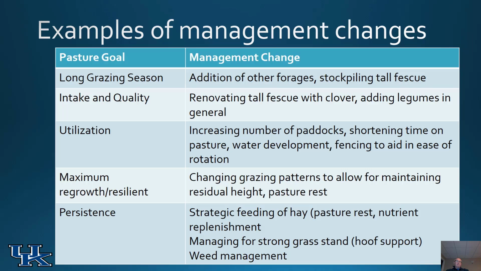For goal 4, the maximum regrowth goal or resilience goal, I thought of changing grazing patterns to allow for maintaining residual height and pasture rest. And for persistence, I added strategic feeding of hay, and that would be related to the pasture rest, but also nutrient replenishment on the farm, managing for a strong grass stand for hoof support, and weed management.